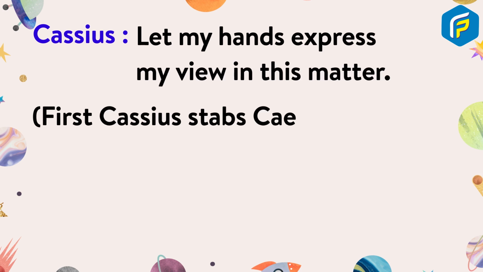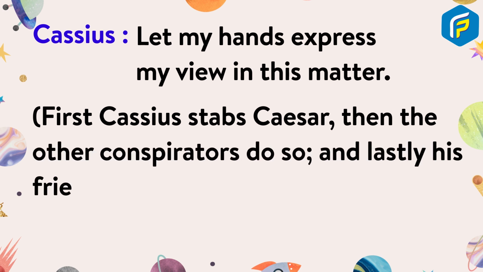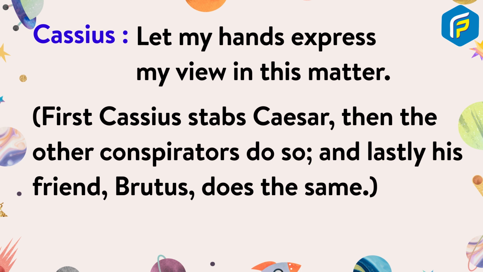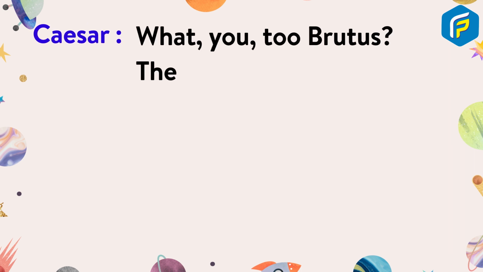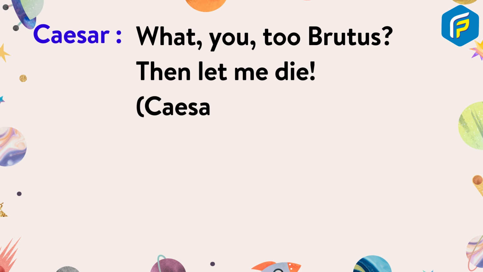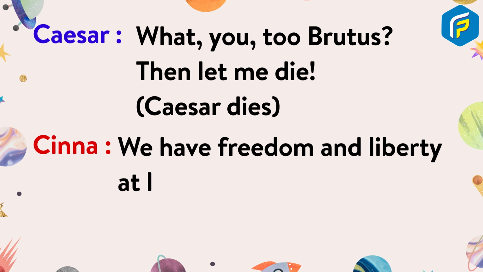First Cassius stabs Caesar, then the other conspirators do so, and lastly his friend Brutus does the same. Caesar, what? You too, Brutus? Then let me die. Caesar dies. Cinna, we have freedom and liberty at last.